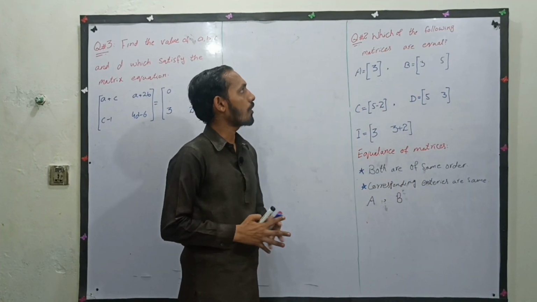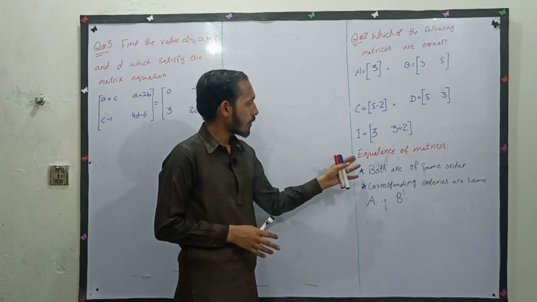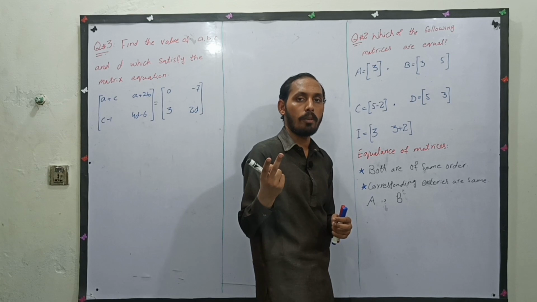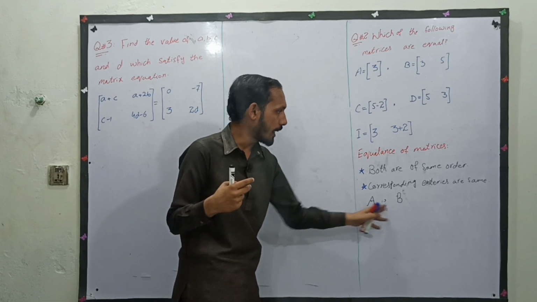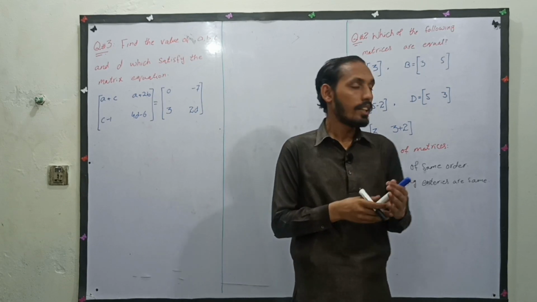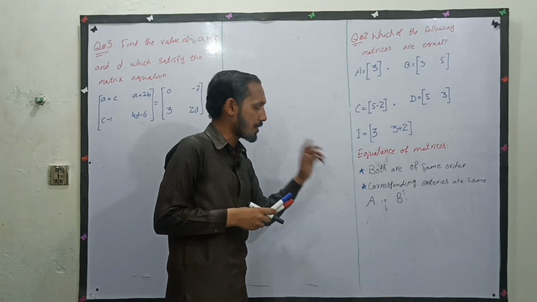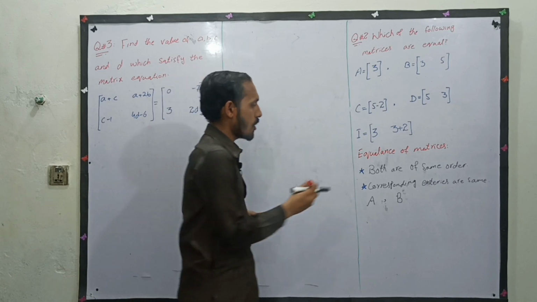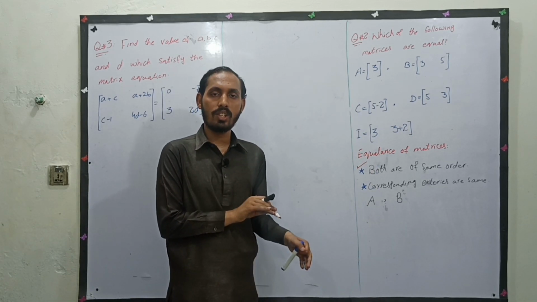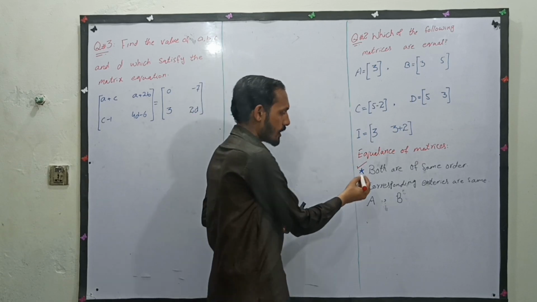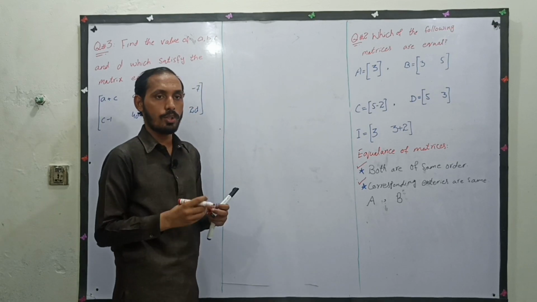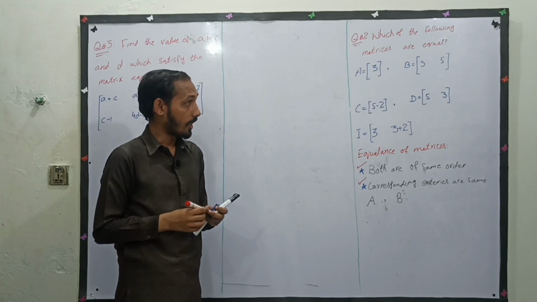Question number 2, which of the following matrices are equal? Equivalence of matrices: any two matrices, like A and B, are said to be equal if they satisfy two conditions. The first condition is that both are of the same order. And the second is that the corresponding entries are the same, that is, their values must be the same.